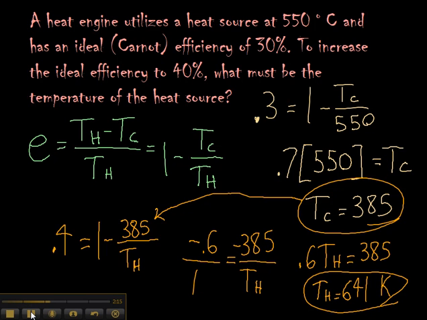Okay, so working this out, you cross multiply these two, you get 0.6 TH equals 385. So the new hot temperature to give it a higher efficiency is 641, which is quite a bit hotter than the original one that we had. So to raise it from 30% to 40%, we had to make this thing quite a bit hotter.